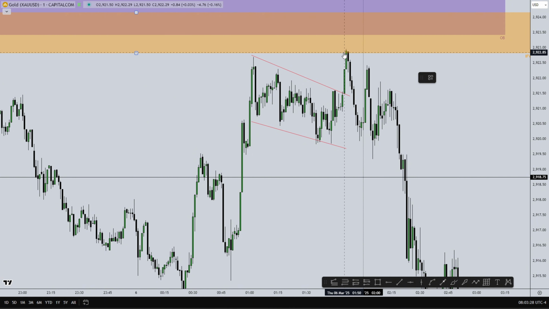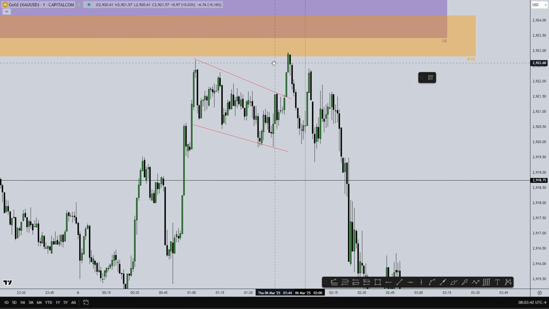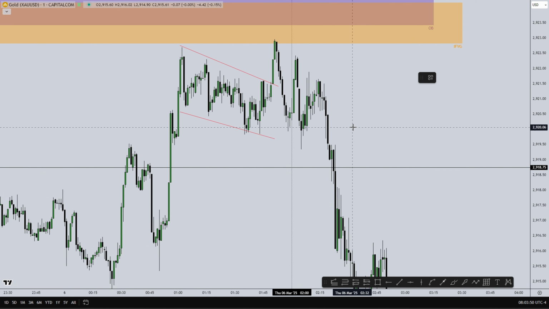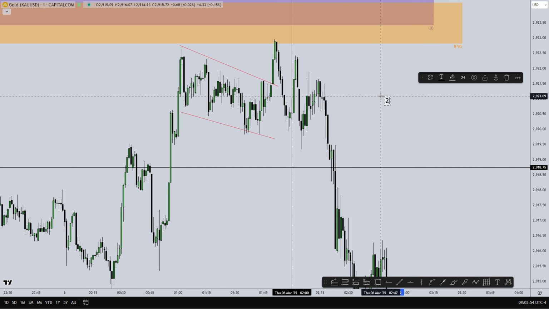But the important question is, what time did this happen? When it comes to the macro time, you should know that the main window is from 2:50 to 3:10. I will write it down here: 2:50 to 3:10, the main one. However, another important time window that most traders overlook is between 1:50 and 2:10.